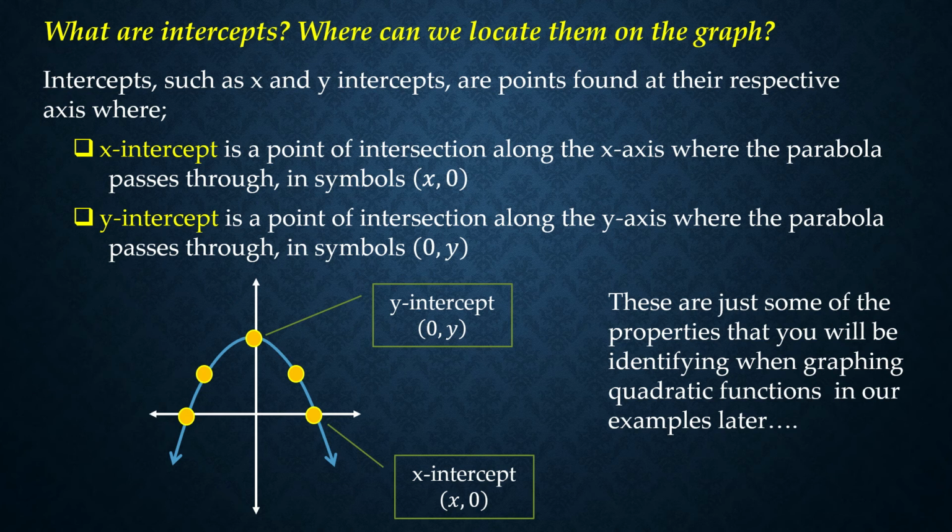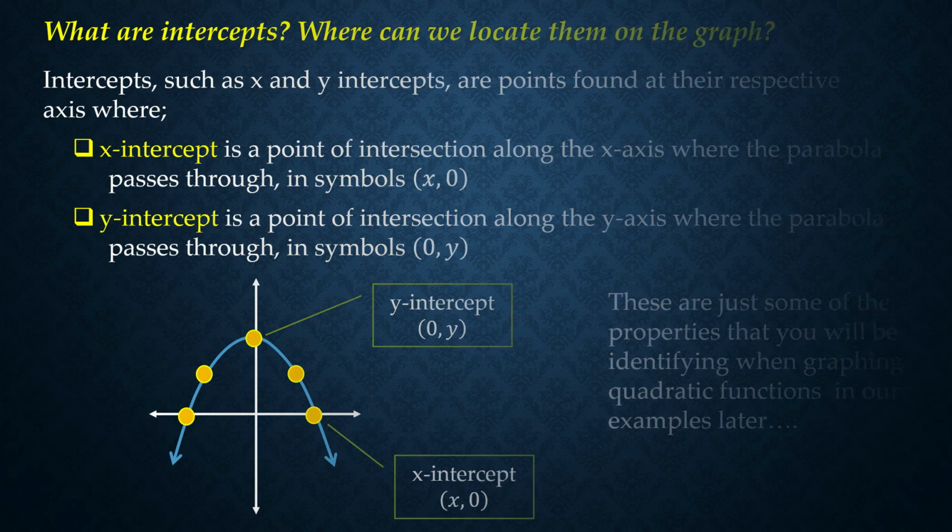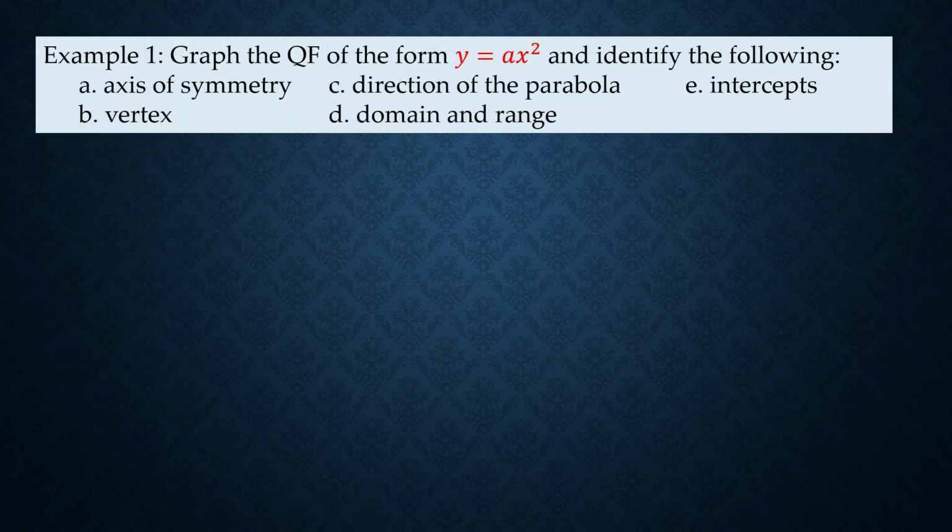First is vertex. Second is axis of symmetry. Third is domain and range. The fourth one is x and y intercepts. So we have 4 components to identify. Okay. We shall discuss first the first example.